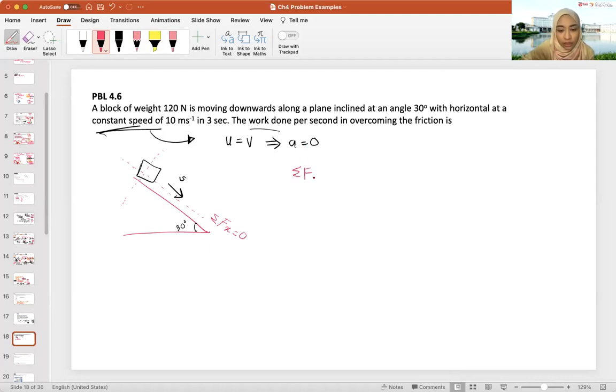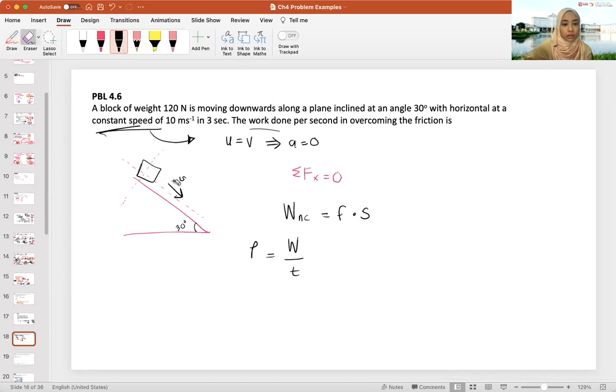So here we know that our net in the Fx should be equal to 0 in our imaginary axis over here, or our x-axis over here. So we want to know what is our friction, because we want to know the work done per second in overcoming friction. So basically this question is asking us to find the work by non-conservative force, in this case friction dot with S. They want us to find the work done to overcome friction, and then work over time so that we can know the power. So this is what the question is asking. So now our job is to find out what is friction.